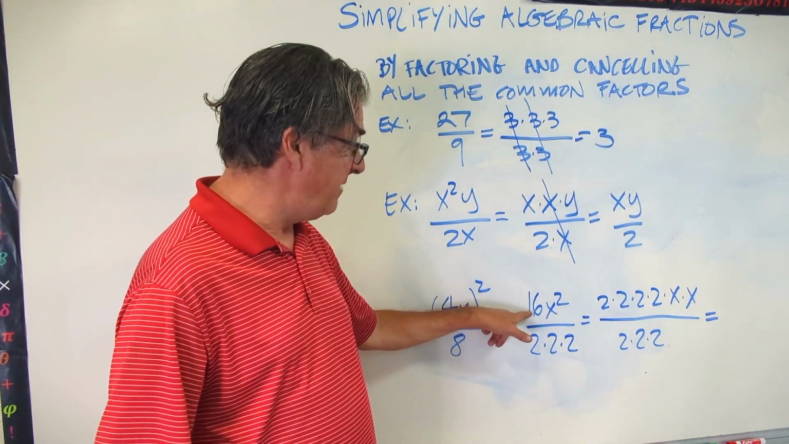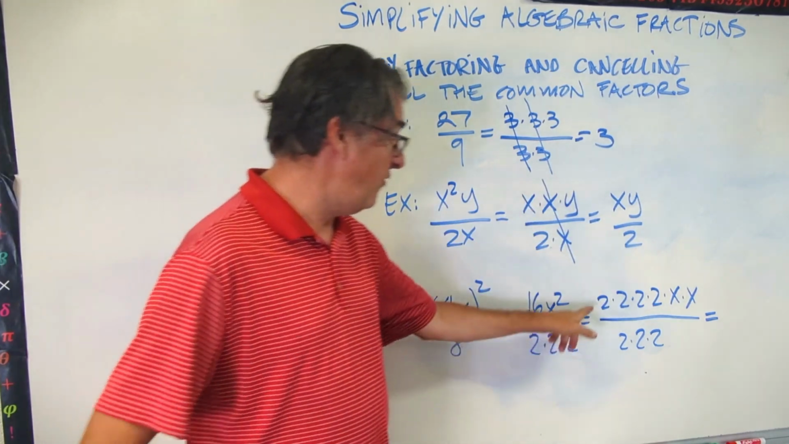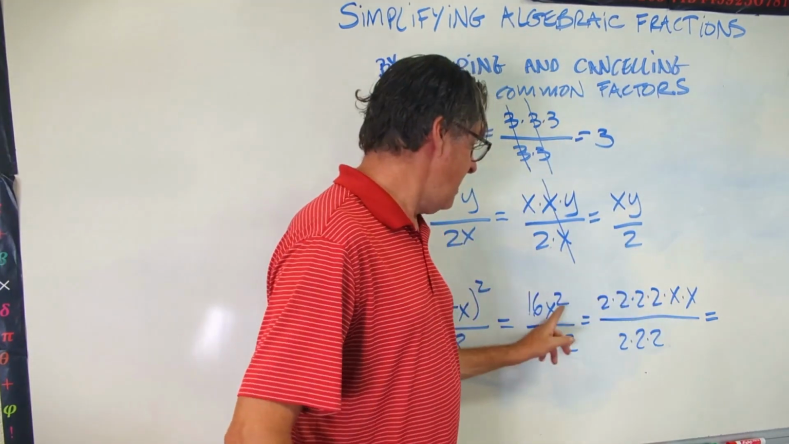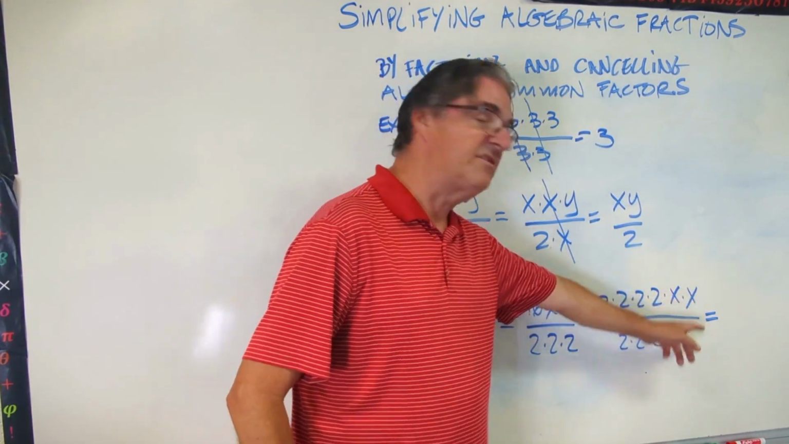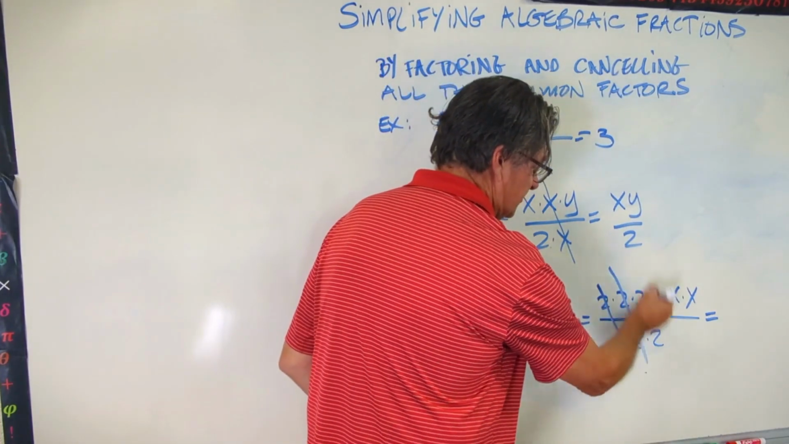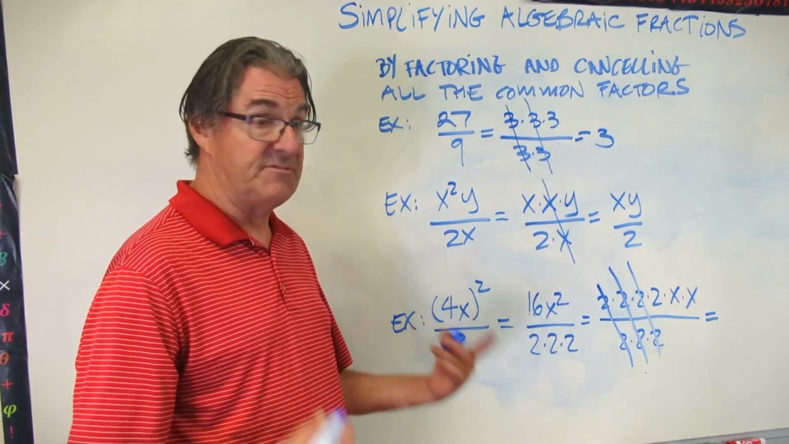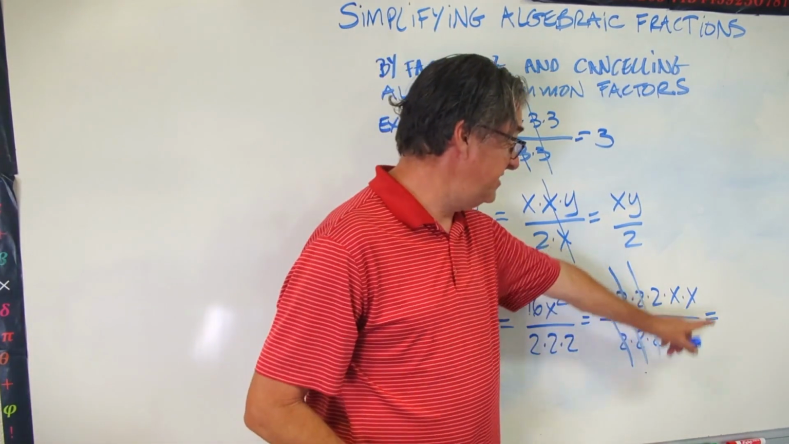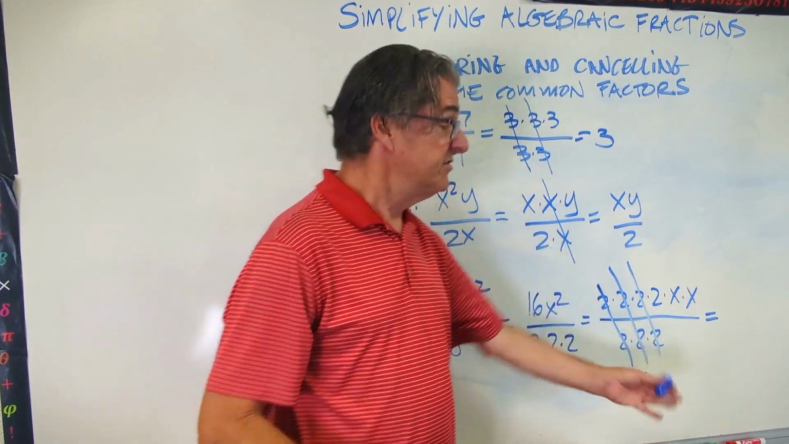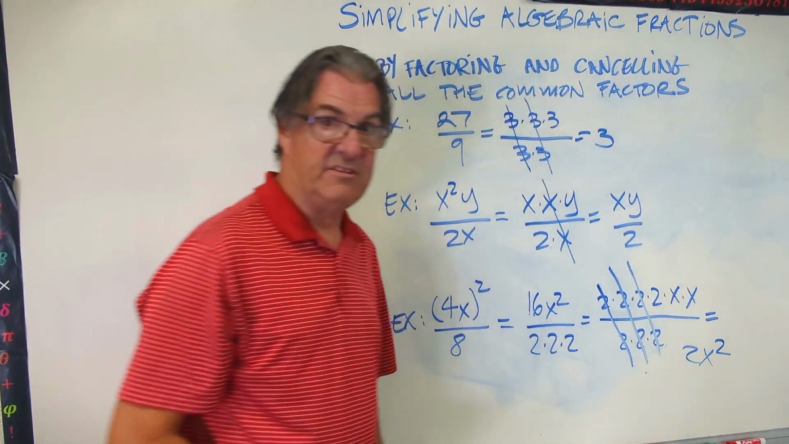Now I have to factor my top. 16 is 2 times 2 times 2 times 2. It's 4 of them. That's what I've written out there. And my x squared becomes x times x. So now I'm going to cancel. I'm going to cancel those 2's, and those 2's. What I have left is 2 times x times x. I can't cancel any of these x's because there's none on the bottom. So this one's just going to end up being 2x squared, like that.